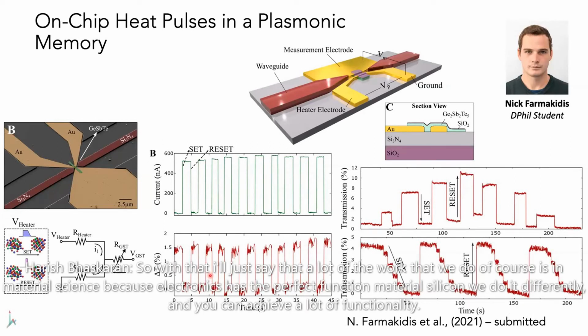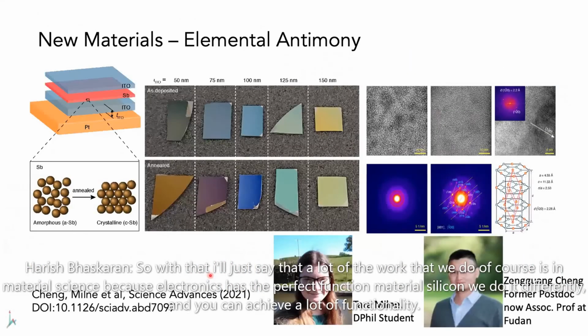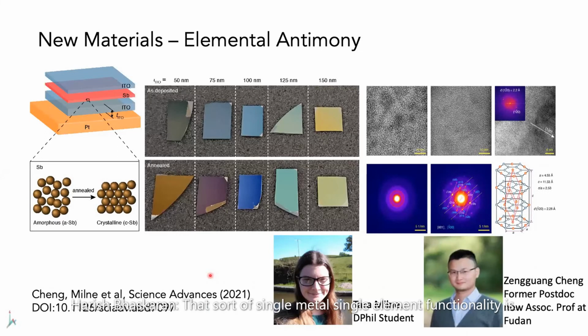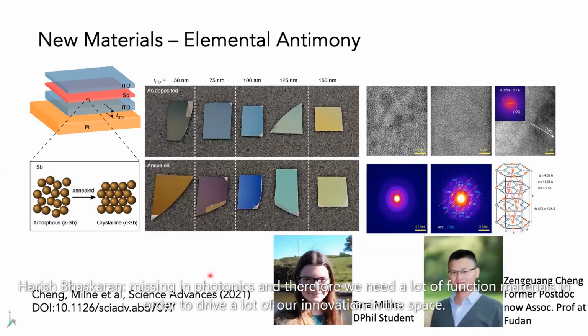So with that, I'll just say that a lot of the work that we do, of course, is in material science, because electronics has the perfect functional material of silicon. You dope it differentially and you can achieve a lot of functionality. That sort of single element functionality is missing in photonics, and therefore we need a lot of functional materials in order to drive a lot of our innovation in this space.